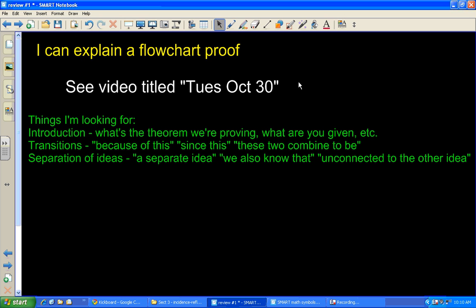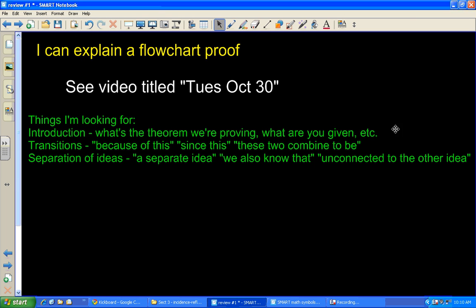And things I'm looking for. I'm going to be looking for an introduction. Do not simply start with, the first thing is given. Tell me what the theorem is. The theorem that we're trying to prove is the right angles theorem. And that theorem says, and so on. Okay? That'll be on the paper, but I want you to put it into words. So this is probably going to be a pretty long writing piece.